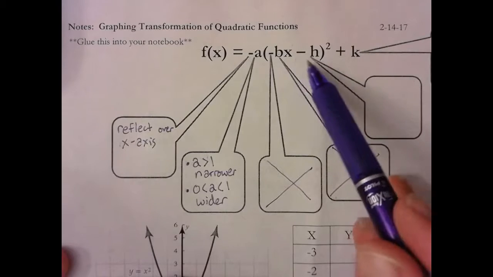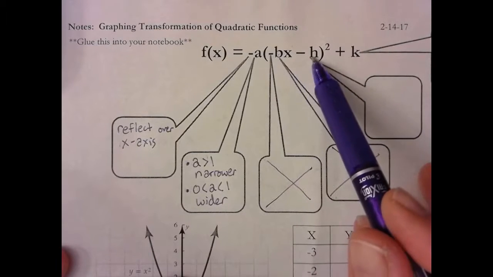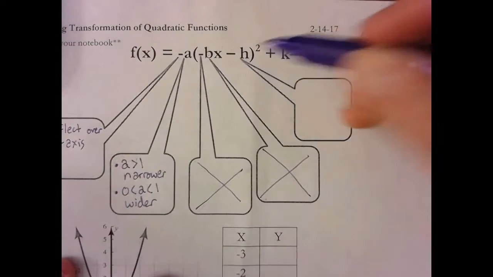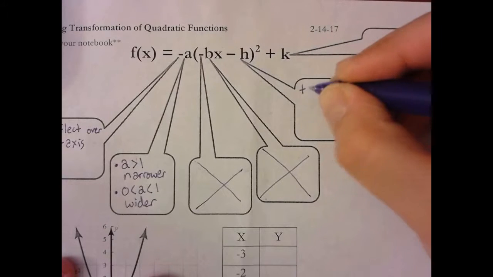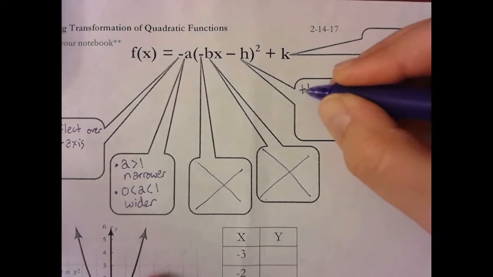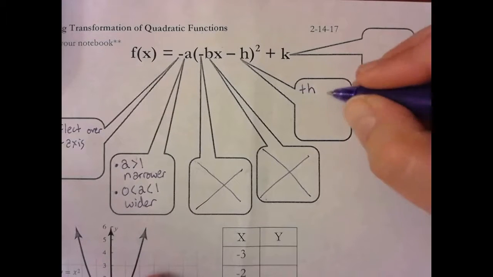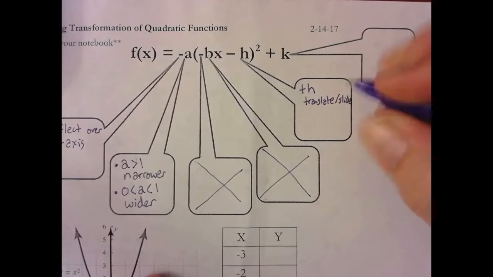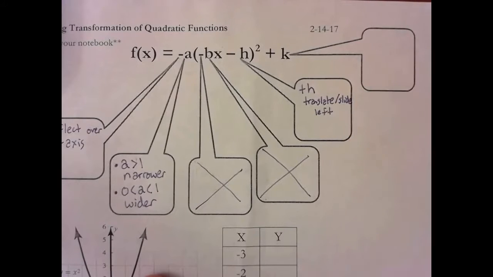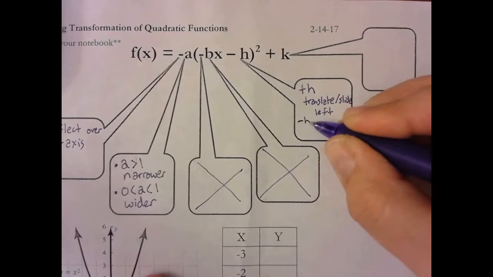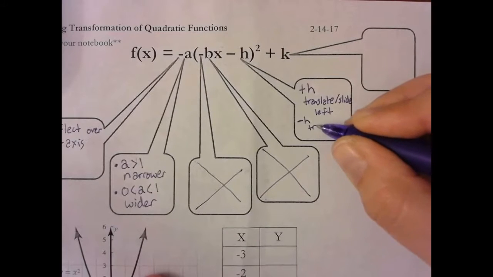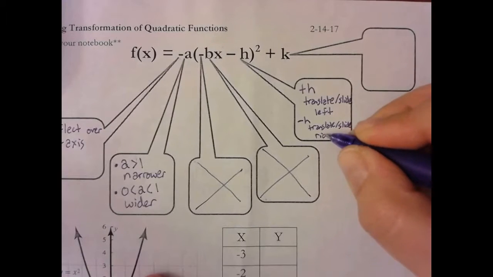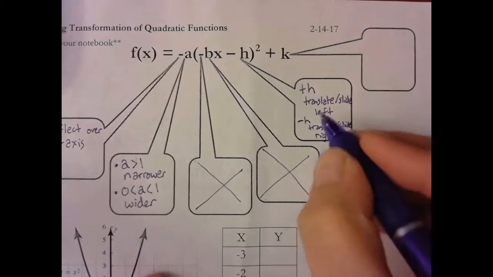Okay, and I forgot to point out, this is vertex form, where h and k are our vertex. All right, if h is positive, if you add h, so that's a plus h, you're going to translate or slide, whatever word you prefer, left. If you get a minus h, then you're going to translate or slide, whatever word you like, right. So those are separate.